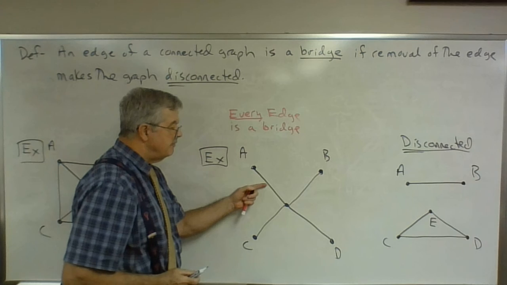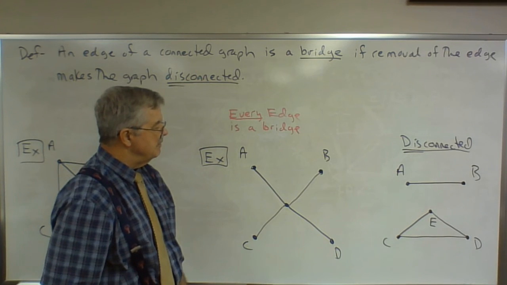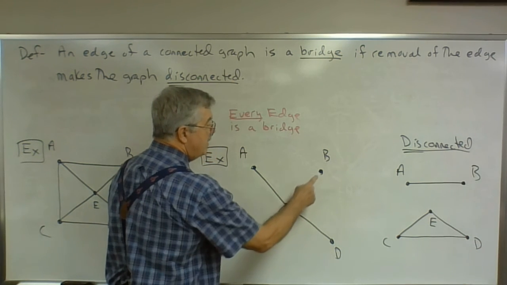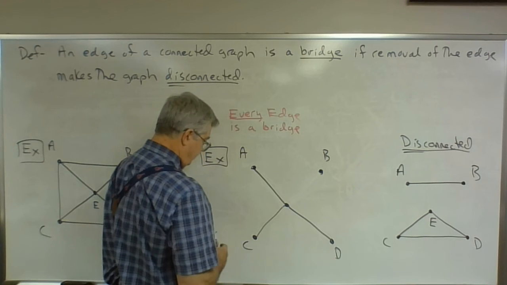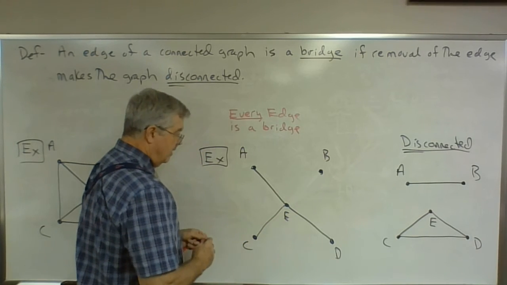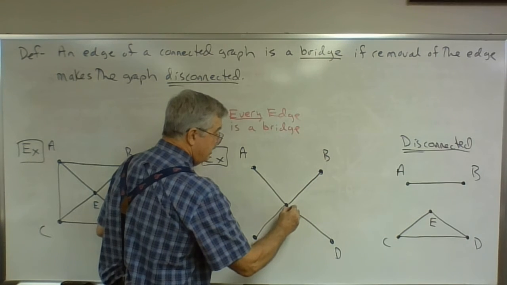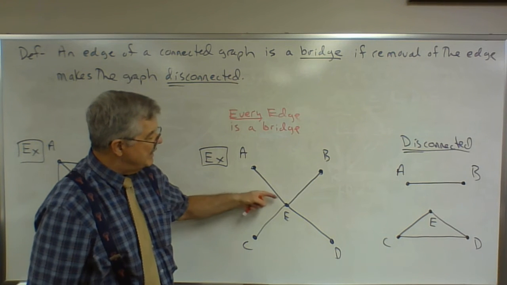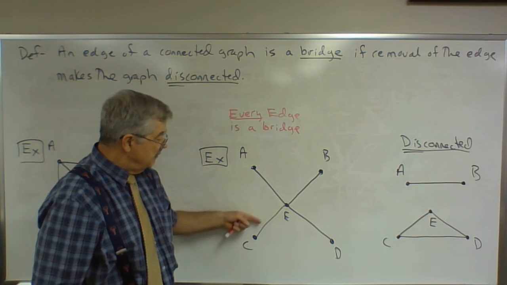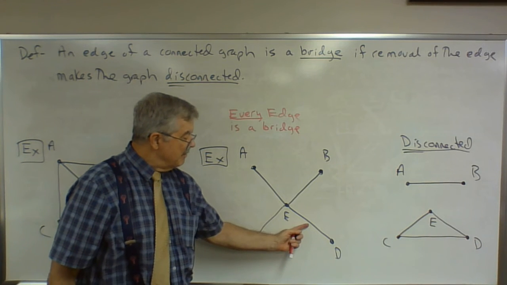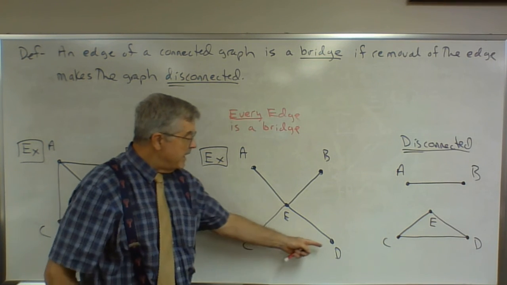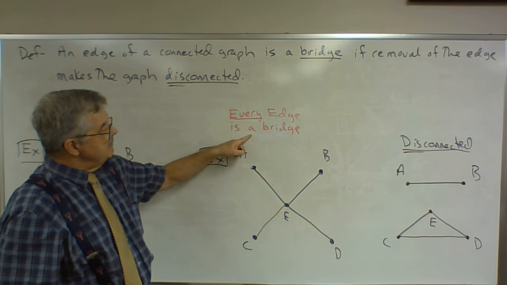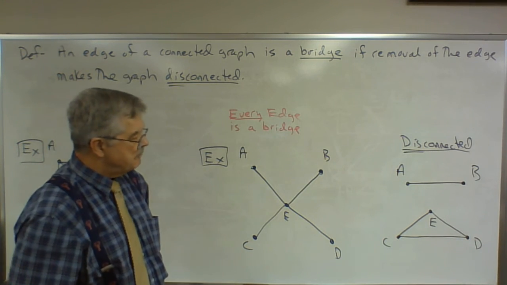If I remove this edge, there's no path from A to any other vertex in the graph. If I remove this edge, there's no path from B to every other vertex in the graph. So this edge is a bridge. Similarly, if I remove this edge, there's no path from C to every other vertex in the graph. So this edge is a bridge. If I remove this edge, there's no path from D to every other vertex in the graph. So every edge in this graph is a bridge.